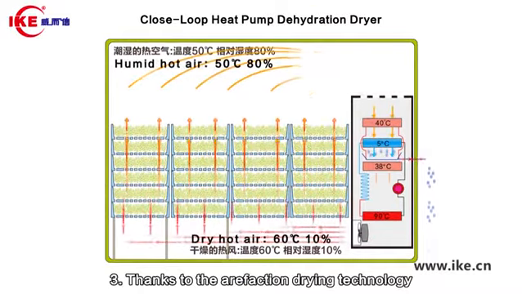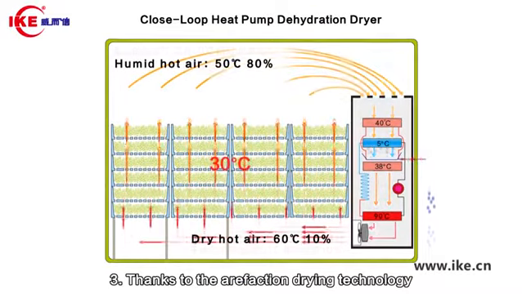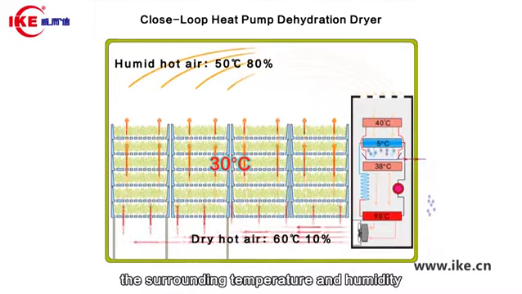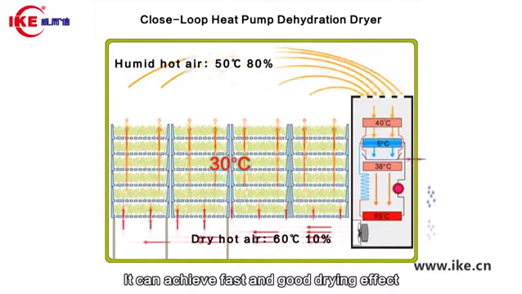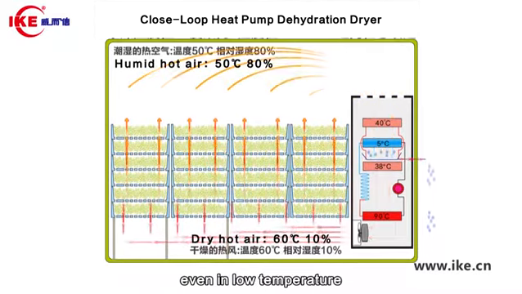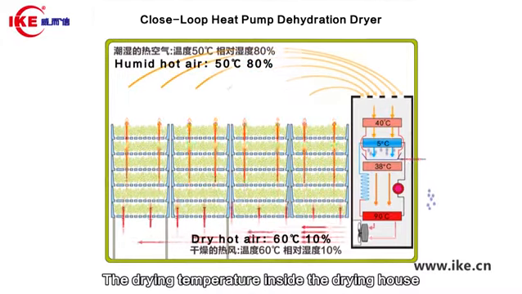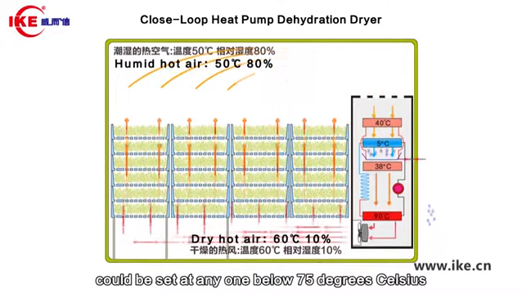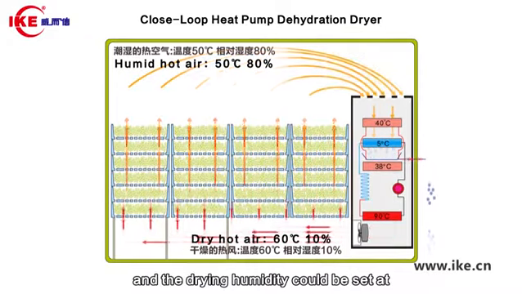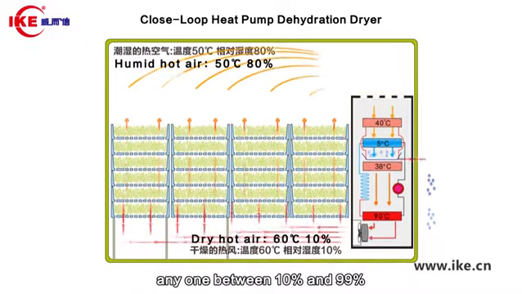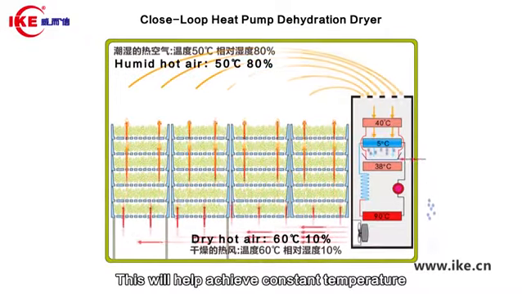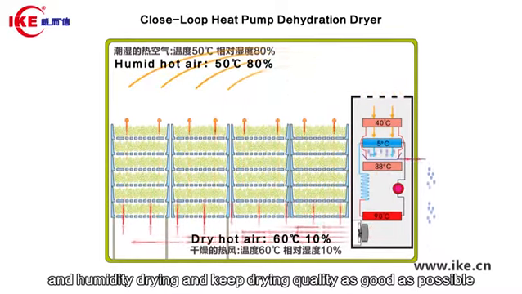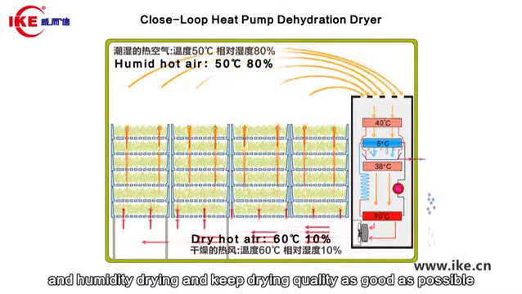Third, thanks to the aerofaction drying technology, the dryer doesn't depend on the surrounding temperature and humidity. It can achieve fast and good drying effect even in low temperature. The drying temperature inside the drying house could be set at any one below 75 degrees Celsius and the drying humidity could be set at any one between 10% and 99%. This will help achieve constant temperature and humidity drying and keep drying quality as good as possible.